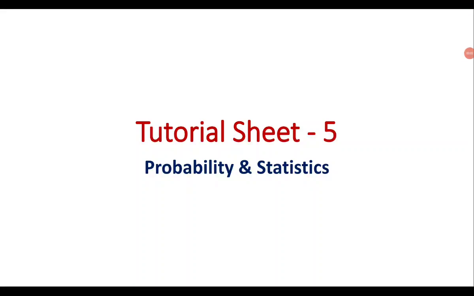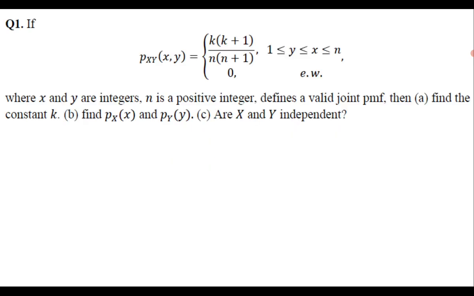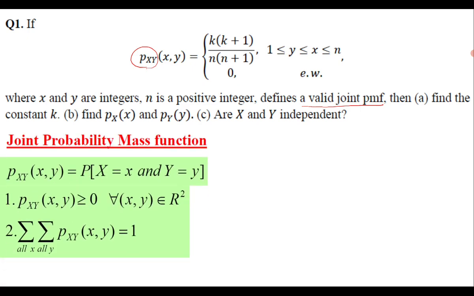Okay, so today we are going to discuss problems related to joint distribution, mainly the discrete one, and in the next class we will discuss continuous joint distribution. So the first problem says that you are given p of xy, which is the notation for joint distribution. If it defines a joint PMF, then find the value of K. First recall the definition of joint PMF and under what conditions it becomes a joint PMF.